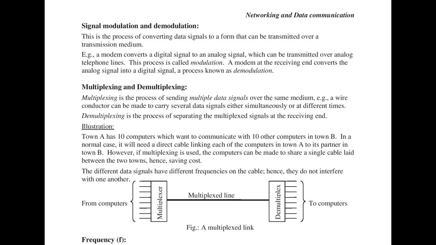Then, on the other hand, we have demultiplexing. It is the process of separating the multiplexed signals and sending them to individual receiving gadgets. You can see that in your mind when you talk about very many people calling through Safaricom using one booster. Then, on the other end, these signals are separated to various destinations.